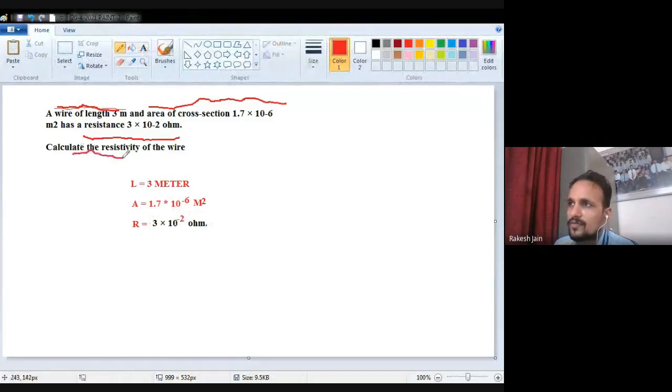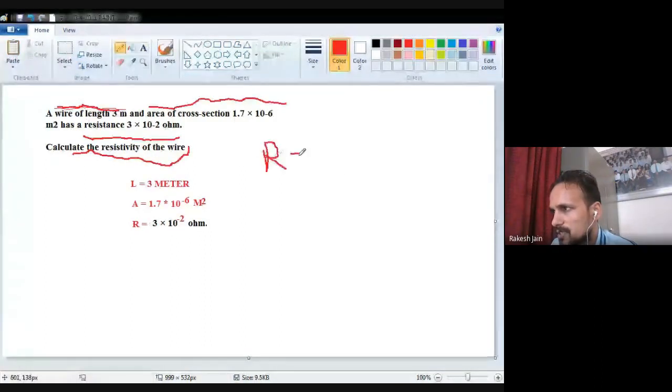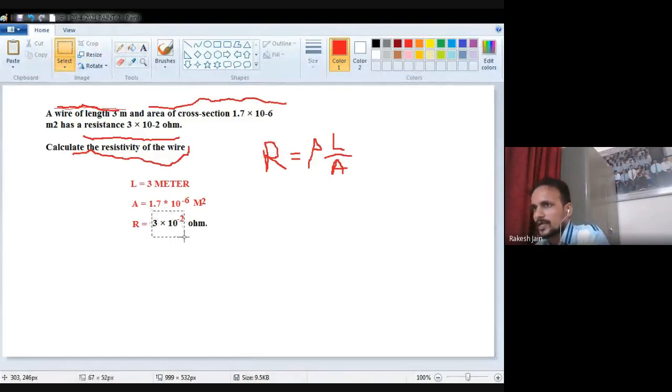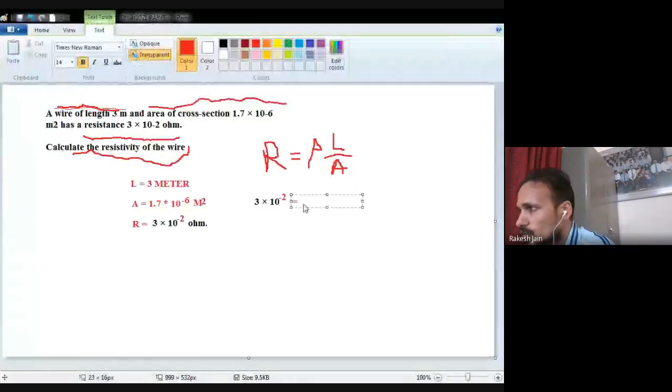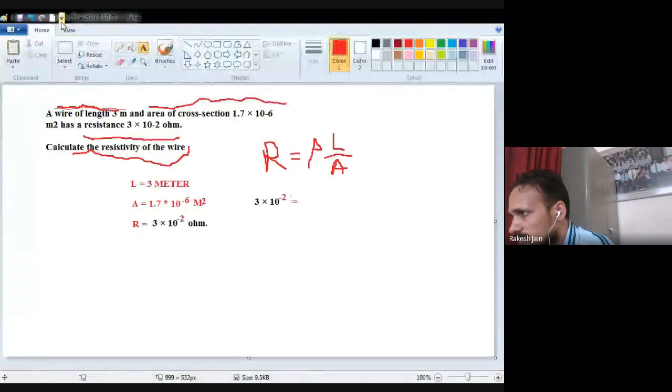Calculate the resistivity of the wire, and we know from the formula that R is equal to rho L by A. As I taught you, R is equal to rho L by A, where the meaning of rho is resistivity. So I have to find out the resistivity. What is given, just write down. First of all, R. So what is R? R is given as 3 multiplied by 10 to power minus 2. So in place of R, I write down 3 multiplied by 10 to power minus 2 is equal to rho, because I have to find out the value of rho, so I just write down the rho as it is.